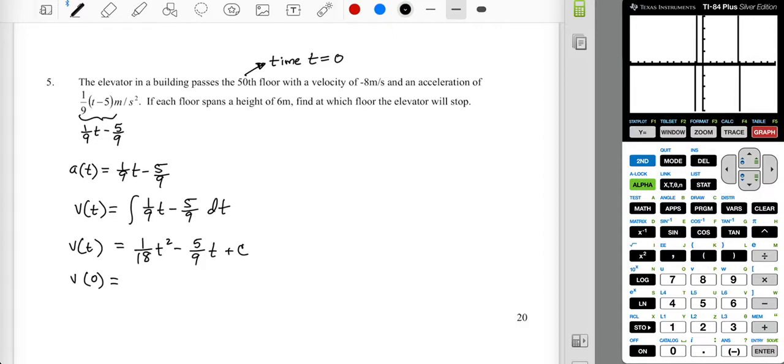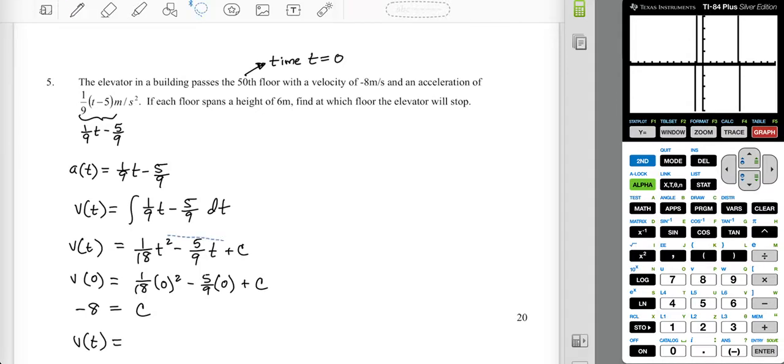In which case it'll be pretty easy to figure out the c value, because then I can replace all my t's with zeros. So we would end up with c equals negative 8. So v of t is going to be equal to all of this stuff with minus an 8 at the end.